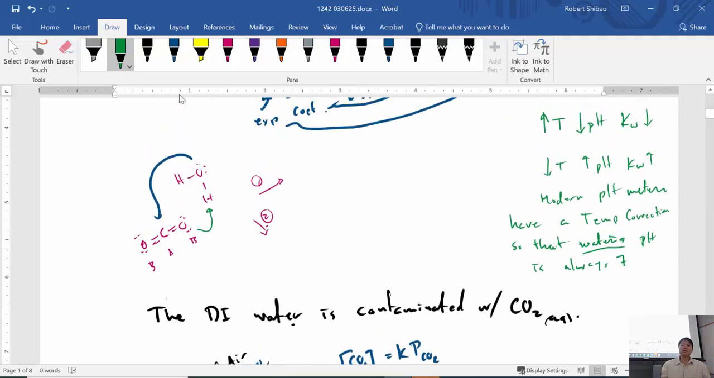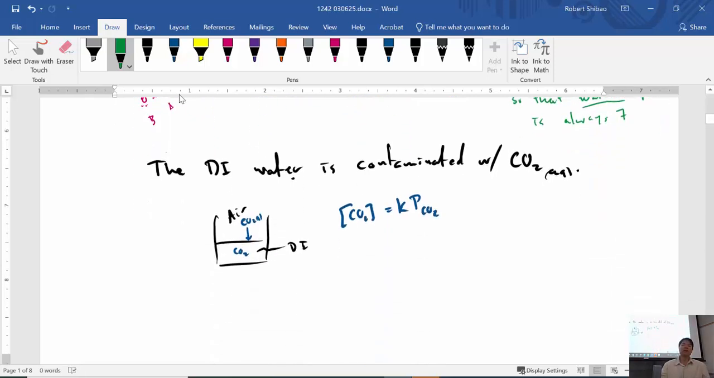Due to this mechanism, what does it ultimately produce? CO2 and water ultimately produce what? Carbonic acid. And therefore, the pH of our DI water is around 4.5 or so. If you took a straw and blew bubbles in the water, the pH would go down even further. It'd become more and more acidic.